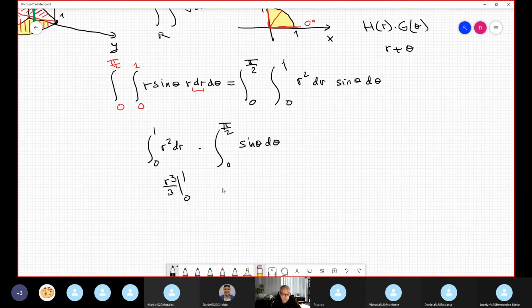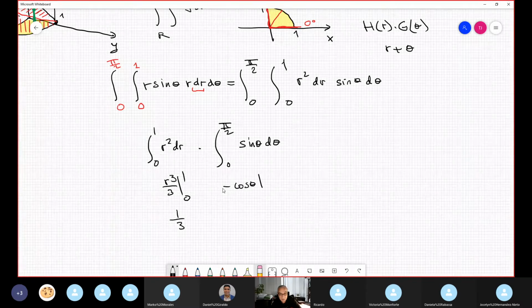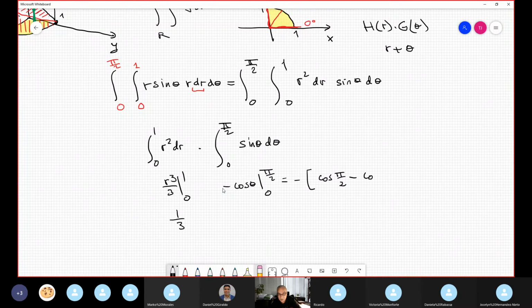And when you evaluate, 1/3 minus 0 is 1/3. I did the upper. Antiderivative of sine is minus cosine. Again, it's similar. Minus cosine theta. Evaluate in between 0 and pi over 2. It's minus parenthesis or bracket, whatever, cosine pi over 2 minus cosine 0. Cosine pi over 2 is 0, cosine 0 is 1, negative and negative together is positive, the answer is 1. And 1 times 1/3, the answer is 1/3. It's a volume. This solid.